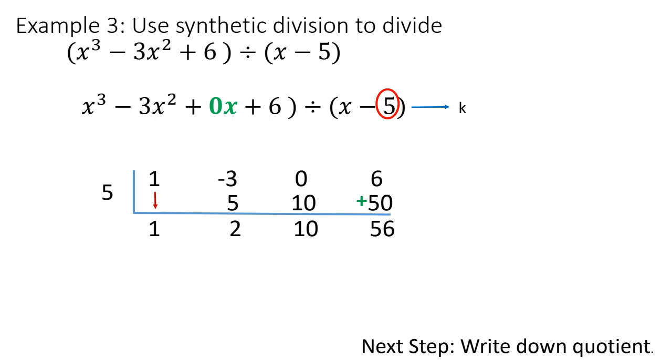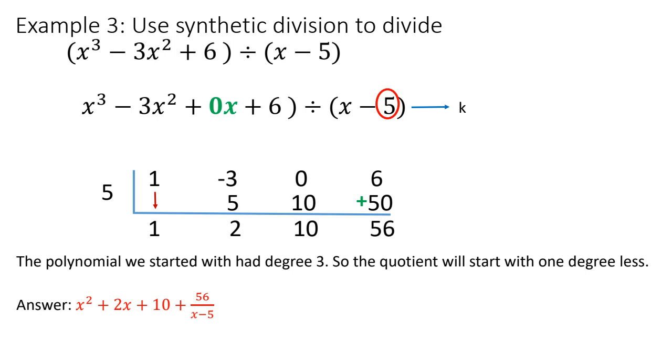Our remainder is 56. So our answer that we're going to write for our homework, our quotient is x squared plus 2x. The 10 is a constant, plus 10. And then we have our remainder. Our remainder is 56 divided by our divisor, which is x minus 5. Okay. Again, please ask me any questions you may have.